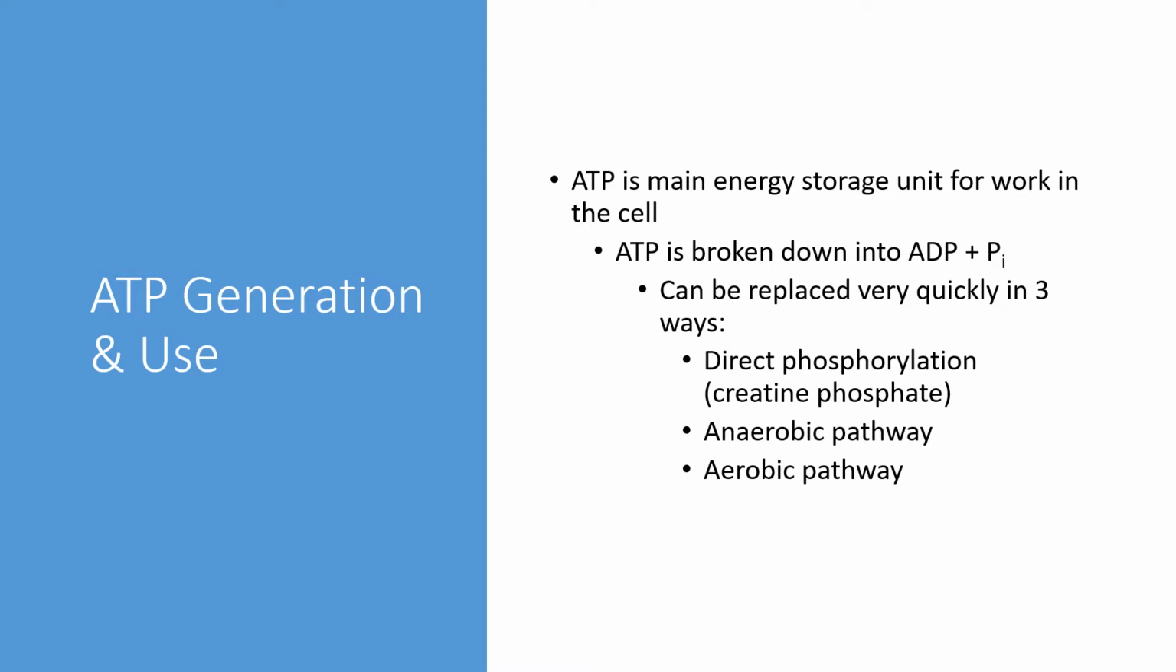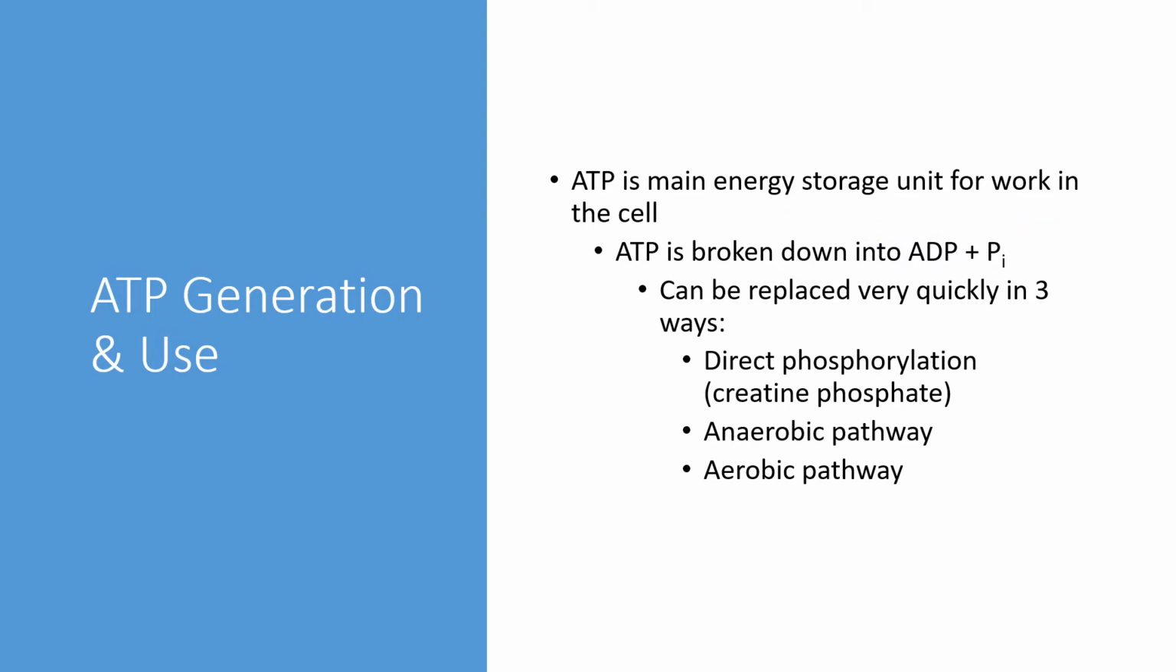So when ATP, we say it's the main energy storage unit for work in the cell. When ATP is used, is it dehydration synthesis or hydrolysis that'll happen here? Hydrolysis. Remember, lysis means breaking down. When ATP is hydrolyzed into ADP and a phosphate ion, it releases a bunch of energy. And that's what's going to do the work. It's the release of that energy when ATP is broken into ADP and phosphate that'll do that work.